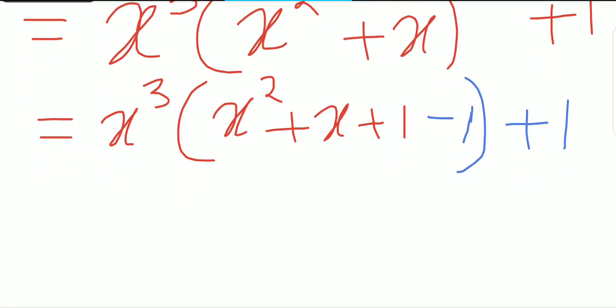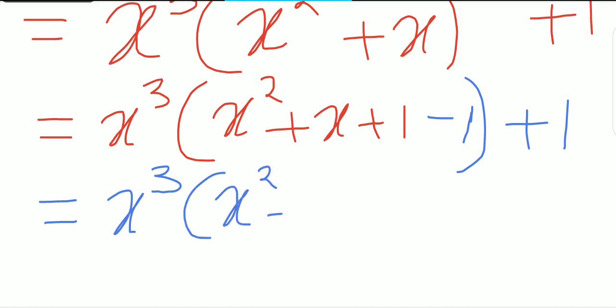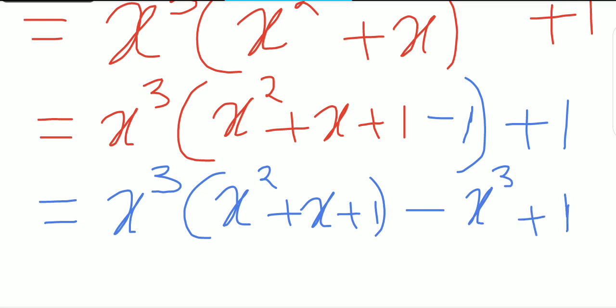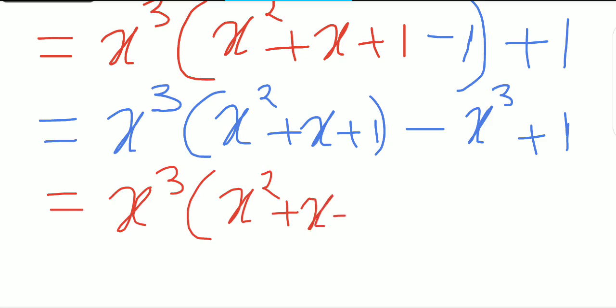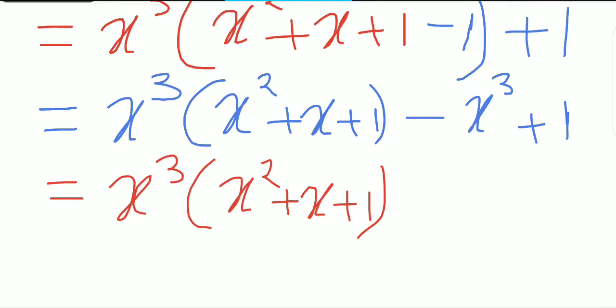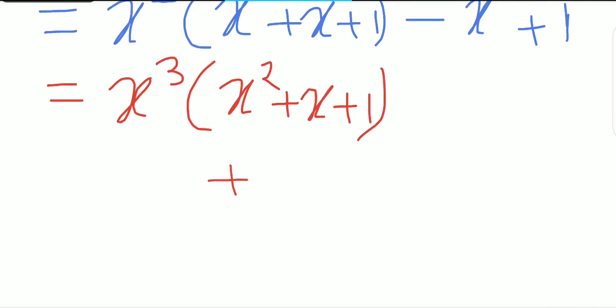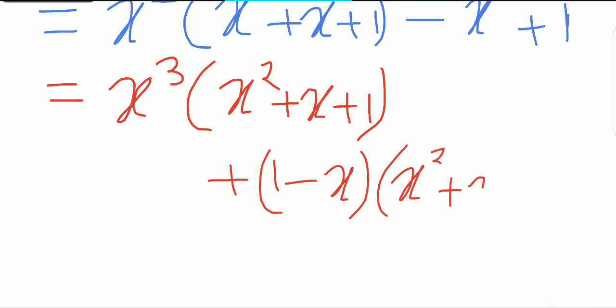Now we have seen earlier that x squared plus x plus 1 is a factor, so let's take it out and write the given expression as x cubed into x squared plus x plus 1 minus 1 into x cubed, so x cubed plus 1. Now we see that this is an expression a cubed minus b cubed, so we can factorize it out. So x cubed we copy as it is, x squared plus x plus 1 we copy as it is, and then 1 minus x cubed, that can simply be written as 1 minus x into x square plus x plus 1.